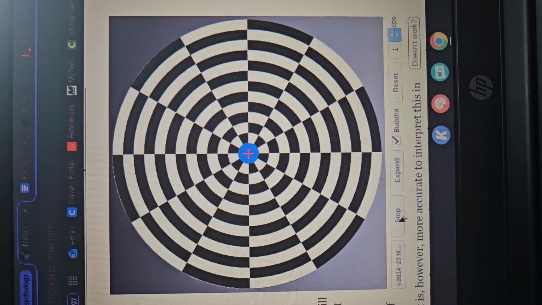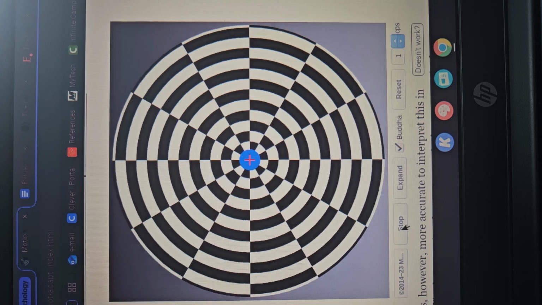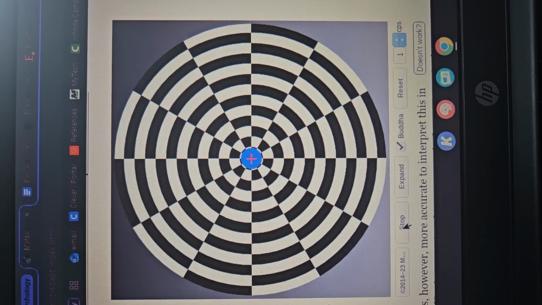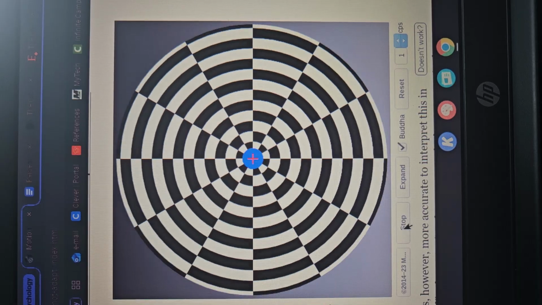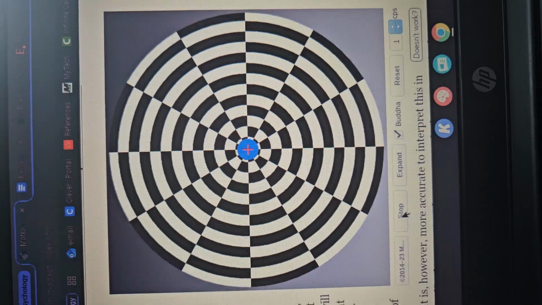So basically, when the illusion is happening, you're going to stare at the red cross in the little blue circle. And after looking at that circle, it should alter the Buddha image and make it look like the Buddha image is moving around, either zooming in or zooming out, after looking at the little red cross while the circle is spinning.